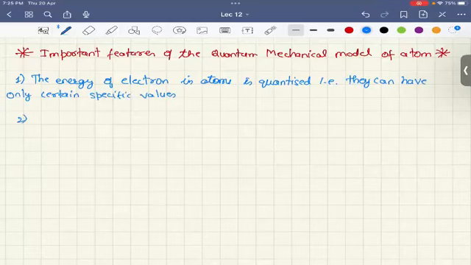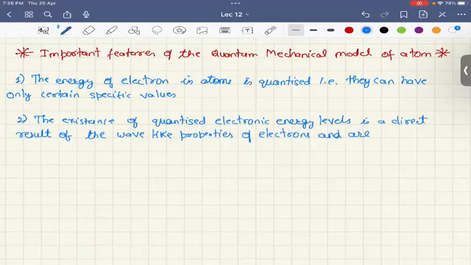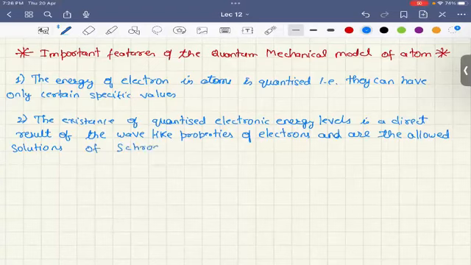Right. Second, the existence of quantized electronic energy levels is a direct result of the wave-like properties of electrons and are allowed solutions of Schrodinger equation, right?